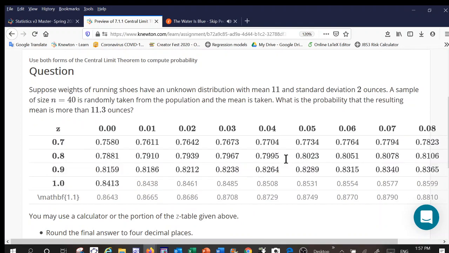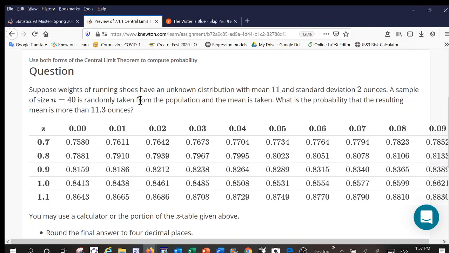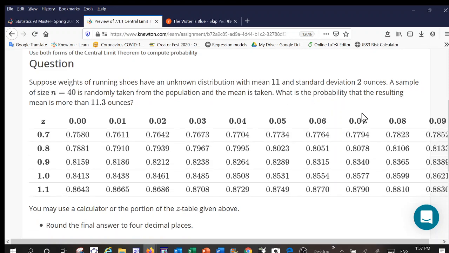So it says, suppose weights of running shoes have an unknown distribution with mean 11 and standard deviation of 2. A sample of size 40 is randomly taken from the population and the mean is taken. What's the probability that the resulting mean is more than 11.3?